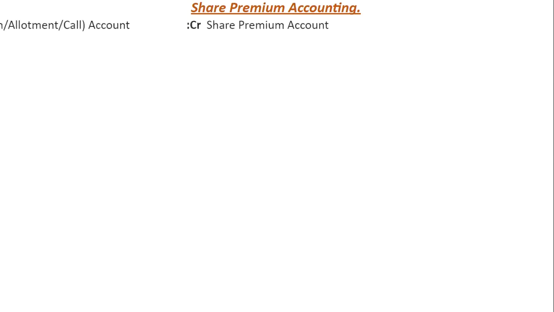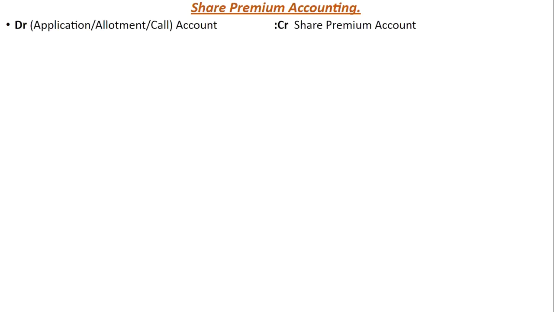Next, we are going to look at share premium. Share premium accounting. Basically, share premium accounting is the easiest part of all this tutorial. Why? Because we only need one entry for share premium accounting. We need to debit the application or allotment or call account with the value of the share premium and credit share premium account. The share premium may be paid on application or allotment or call depending on when the company wants part of the share premium.